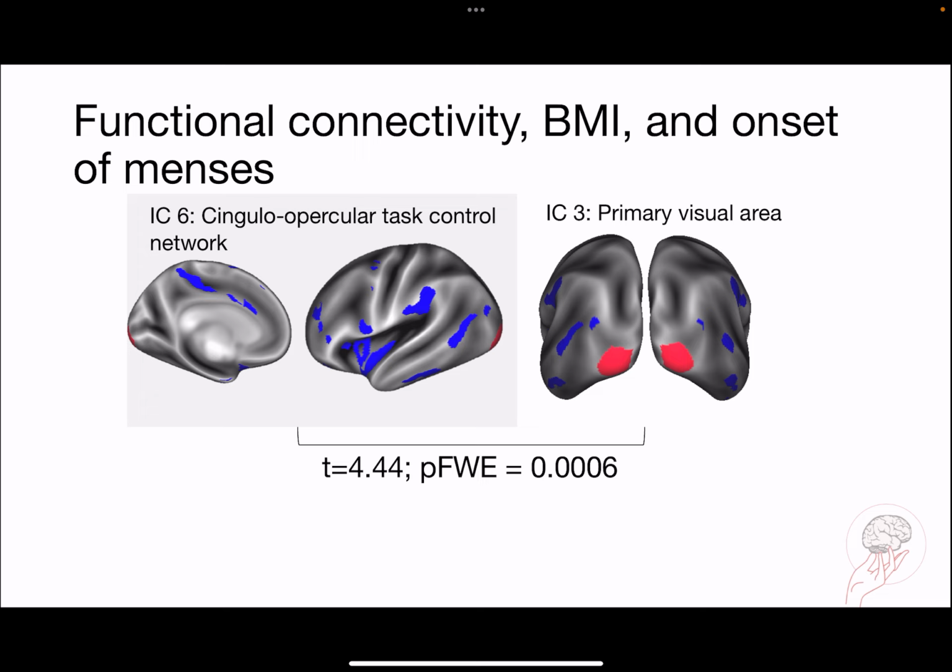I also looked at the brain, and what I saw was the brain is connecting differently if a woman has a high BMI with early onset of menses, particularly between what's known as the cingulo-opercular task control network and the primary visual area. You don't have to pay attention to the cingulo-opercular part. Just consider this a task control network. It's important for goal setting and planning.